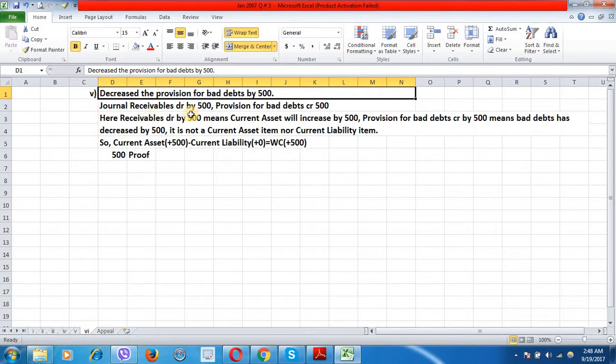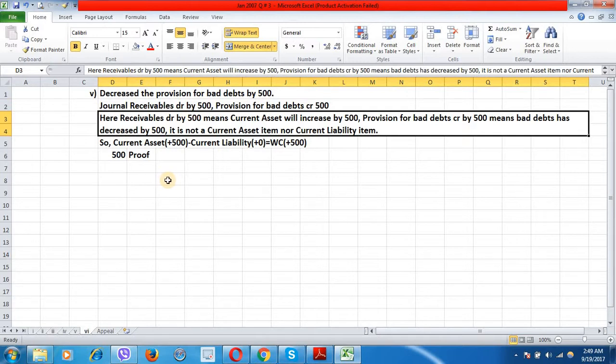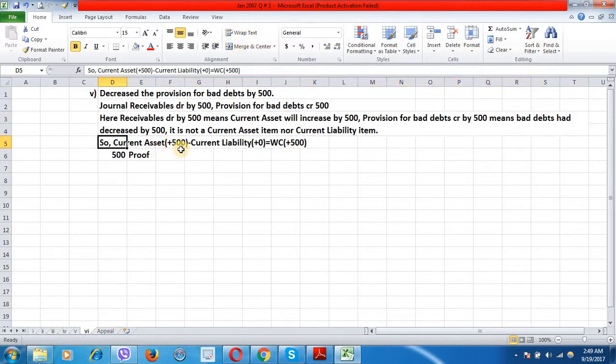The sixth question is decrease the provision for bad debts by 500. The journal will be receivables debit by 500 and provision for bad debts credit by 500. Here receivables debit by 500 means current asset will increase by 500 because it is a current asset item, and provision for bad debts credit by 500 means provision for bad debts has decreased by 500, and it is not a current asset item nor current liability item. So finally current asset increased by 500, there is no current liability, so overall the working capital will increase by 500. If you look at this link, 500 plus 0 equals 500 net increase in working capital.